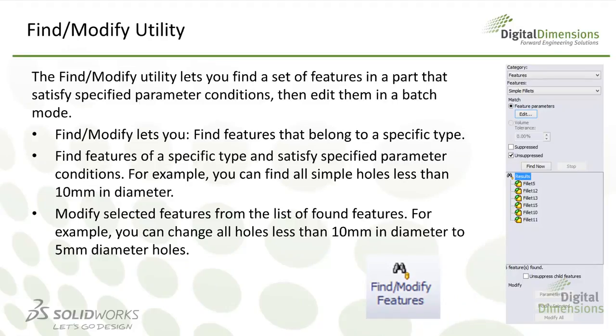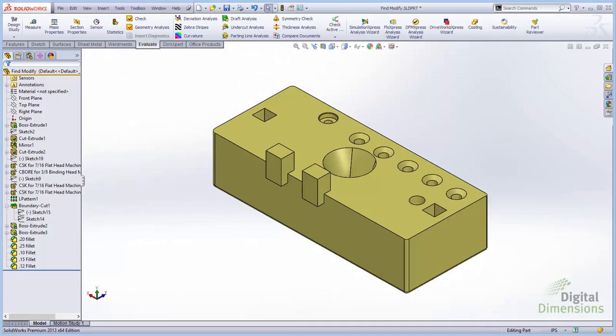The next utility to take a look at is the Find/Modify utility. What this does is it searches the features in the tree of a part based on parameters you input, and then allows you to change those results or modify those results of the search either in a batch mode or a one-by-one type environment. So let's jump into SOLIDWORKS and take a look at that.